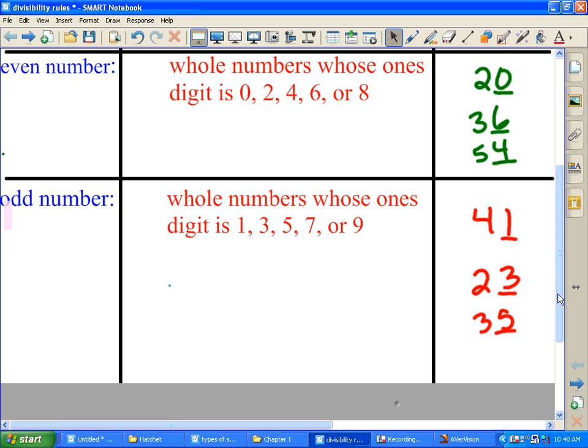So the examples are 41. 41 ends with a 1, so it's odd. 23 ends with a 3, so it's odd. 35 ends with a 5, so it is odd. Okay?